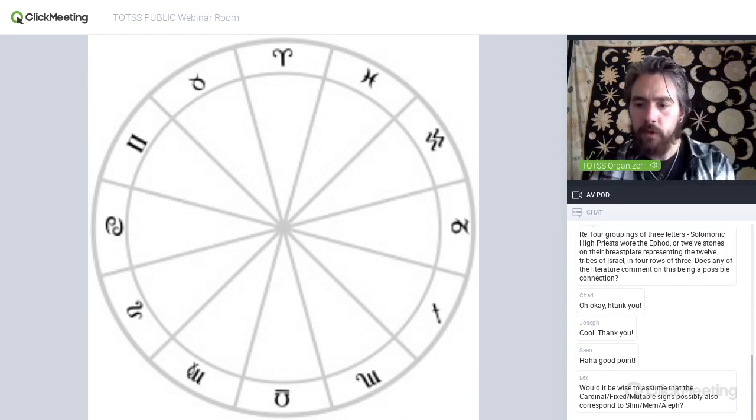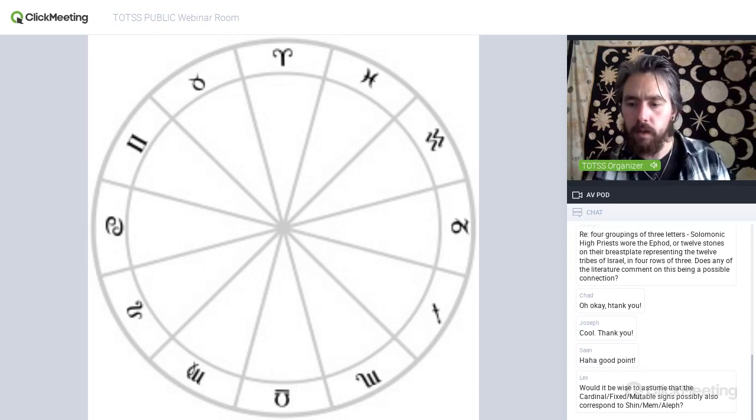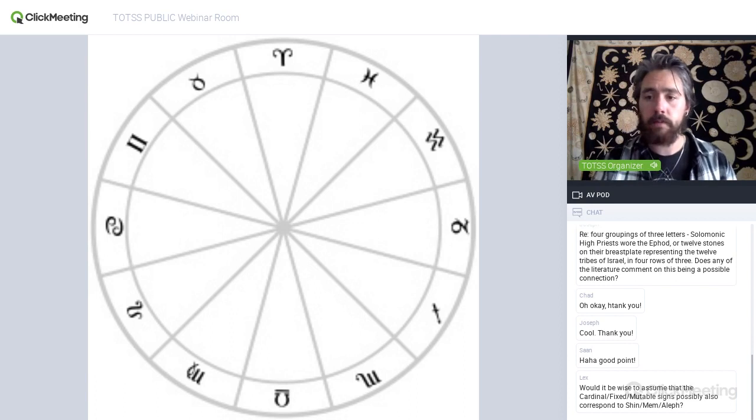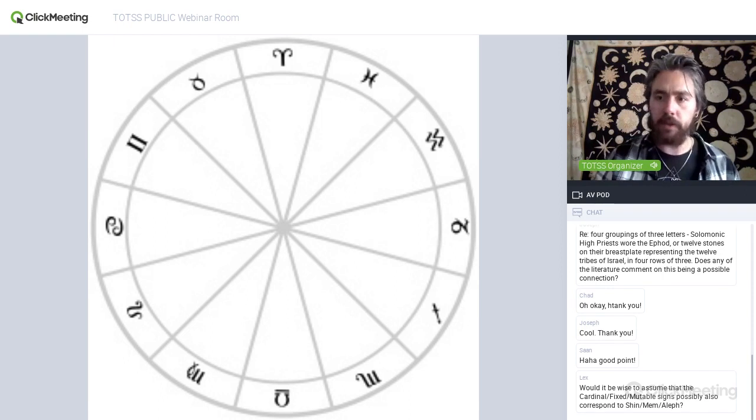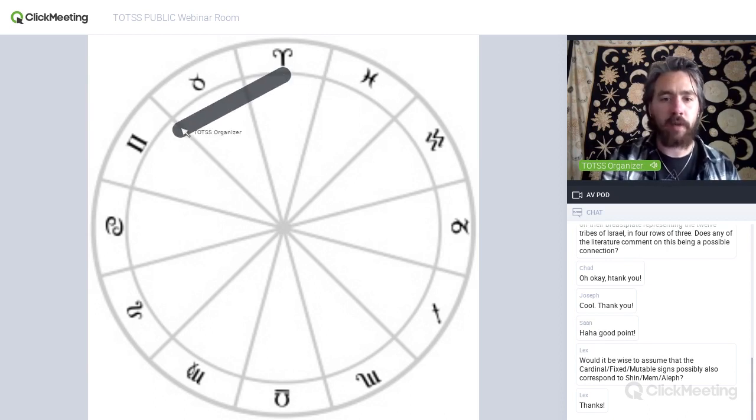Let's see, Lex says, would it be wise to assume that the cardinal, fixed, mutable signs also correspond to Shin, Mem, and Aleph? Yeah, sure, you can do that, and in the order that you've got them in. Absolutely. Again, you should be careful about overly associating that, but they certainly correspond. I've really come to think of those things as corresponding with the 3 alchemical elements of salt, sulfur, and mercury. But salt, sulfur, and mercury correspond quite well with the 3 mothers as well.